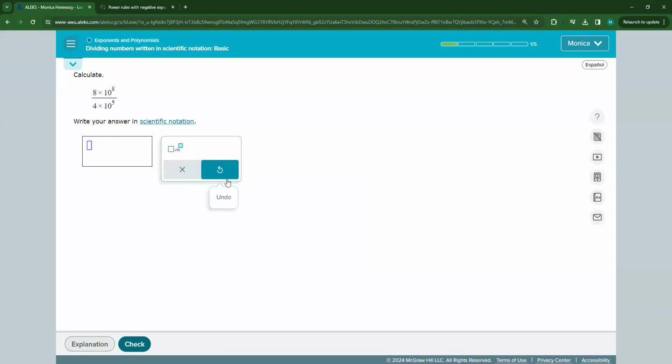All right, so this time I have 8 times 10 to the 8th divided by 4 times 10 to the 5th. This is a nice one because 8 divided by 4 is 2. And I'm going to go times 10 to the top exponent, 8 minus 5. So this is going to be 2 times 10 to the 3rd.